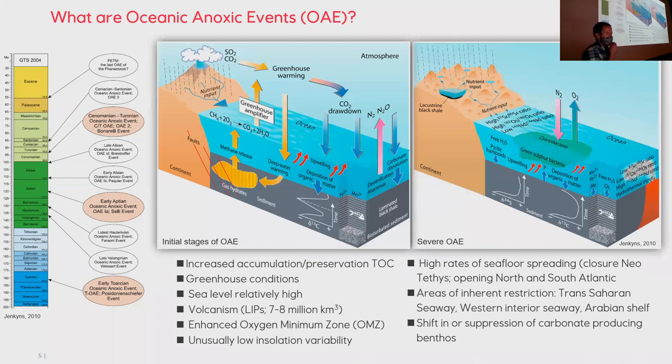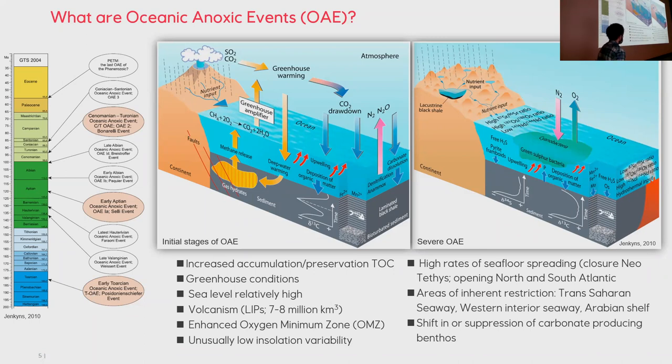So what I've done here is I've provided a couple of diagrams from a white paper that Hugh Jenkins put together about 10 years ago. And if you're interested in this sort of science, that's a go-to paper, because he's really tabulated just about everything you'd want to know in one paper. And just as a summary, a lot of these sorts of preconditions were occurring at the time that we find these particular black shales.